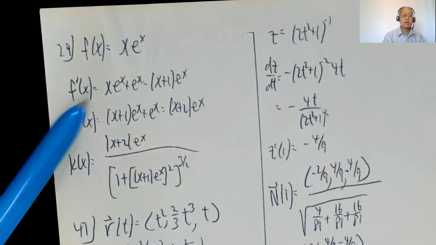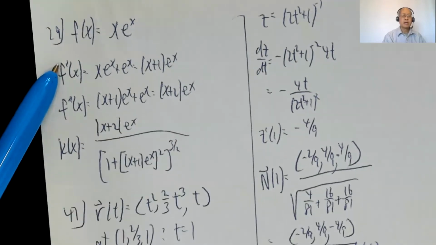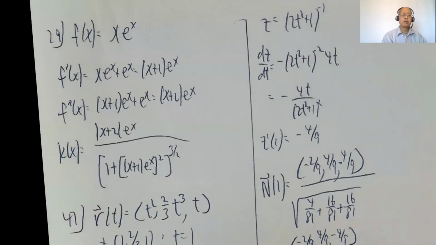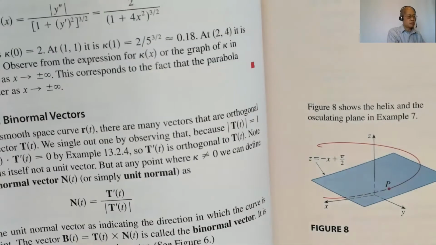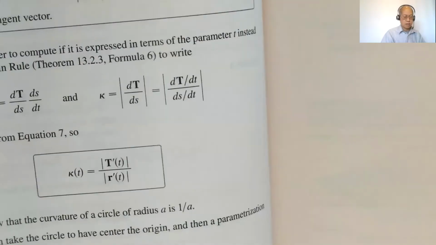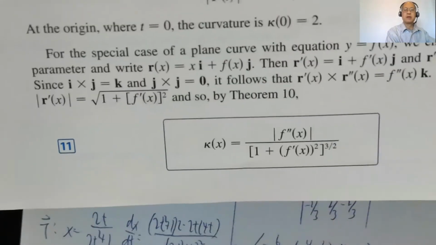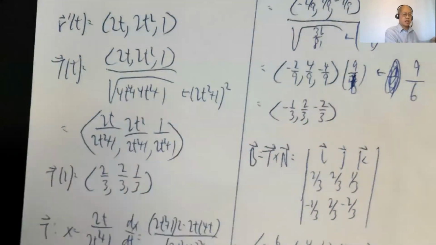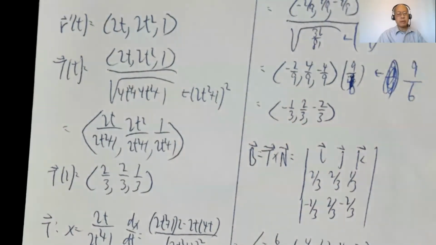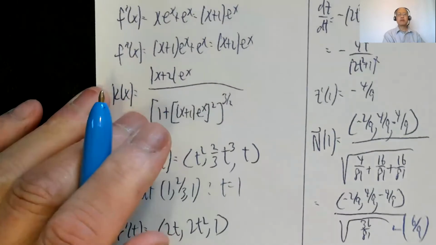Okay, then let's see. 29, a two-dimensional function. Okay, so that means I use this one. Number 11, page 865. So we still might want to talk about curvature for two-dimensional graphs, right?